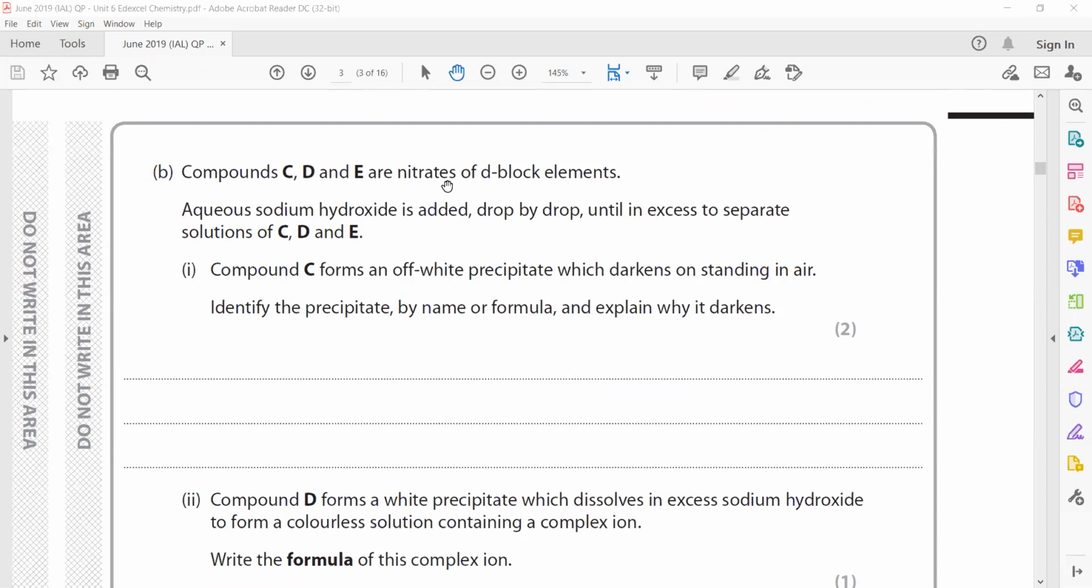Compounds C, D, and E are nitrates of d block elements. D block elements means the transition elements are there, and they all are nitrates. Aqueous sodium hydroxide is added drop by drop until in excess to separate the solutions C, D, and E. Compound C forms a white precipitate which darkens on standing in air. Identify the precipitate by name or formula and explain why it darkens.